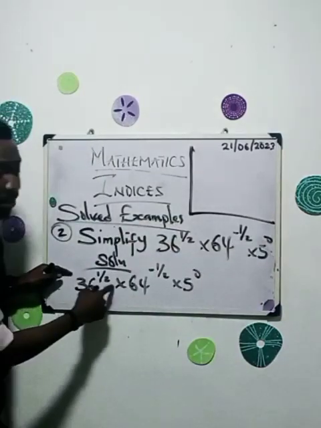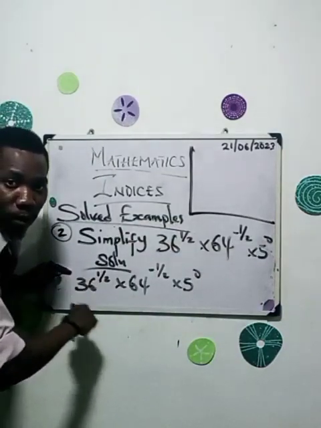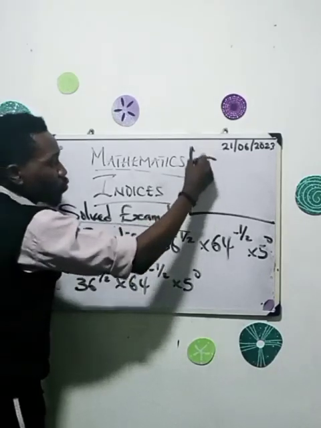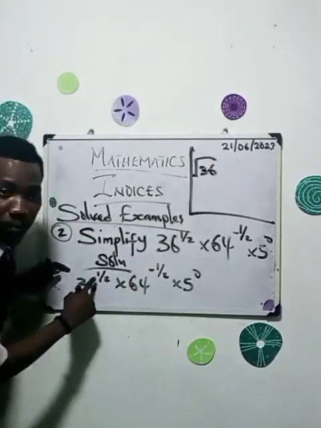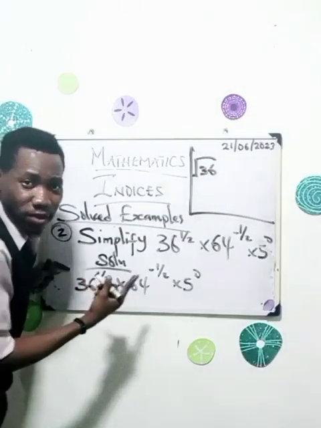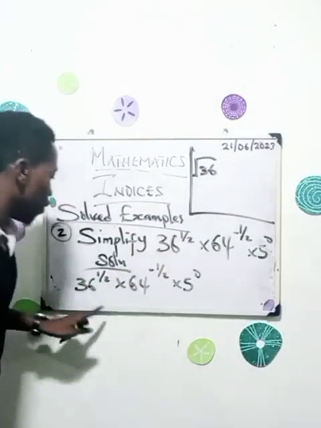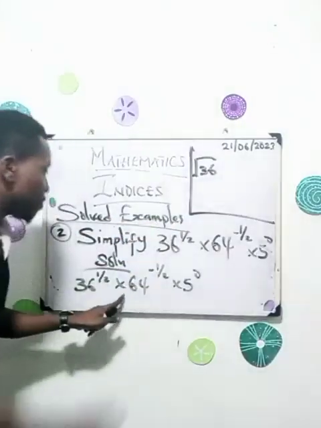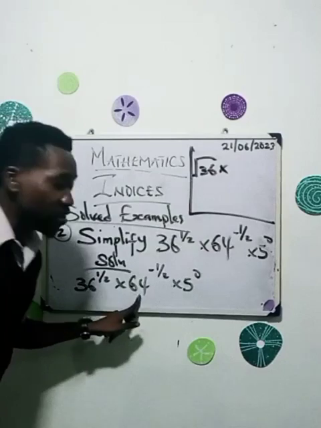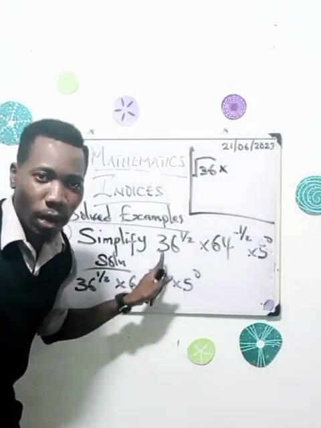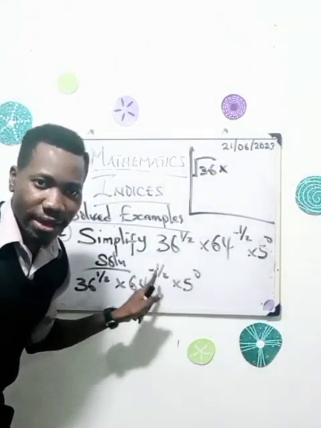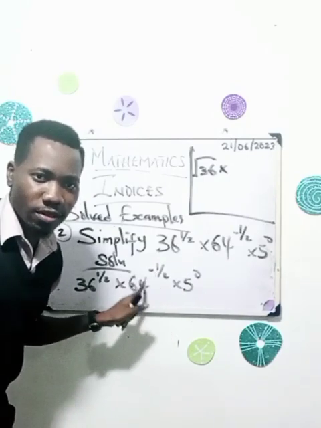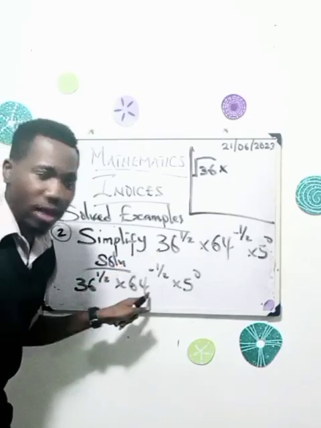So we're going to have this now. 36 raised to the power 1 over 2 becomes the 2 root of 36, which is the square root of 36, raised to the power of the 1 up, which is 1. And anything raised to the power 1 remains that same thing. So this now is this. The next thing we have is times 64 raised to the power of minus 1 over 2. Now, because it's a negative power, you reciprocate this. So what is this going to become? It will become 1 over 64.